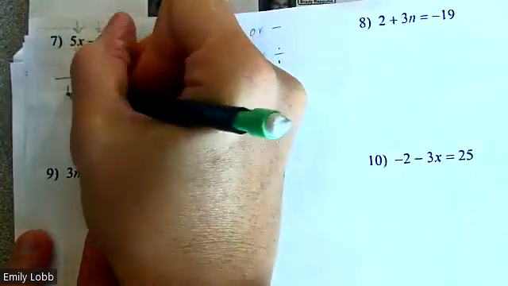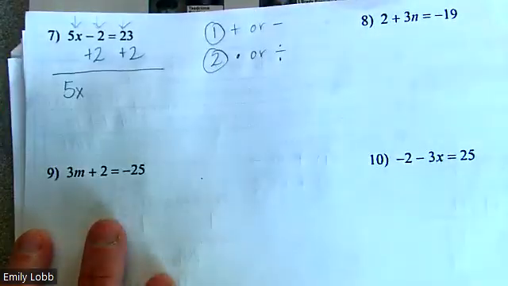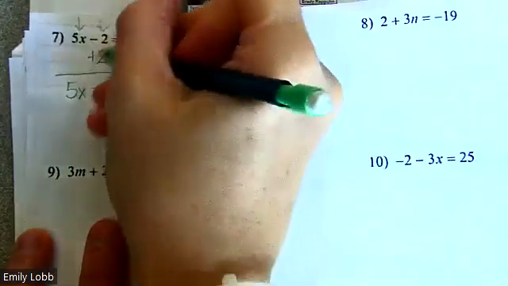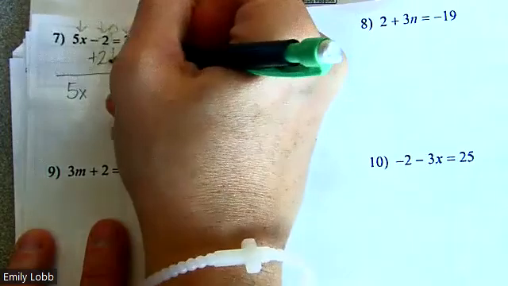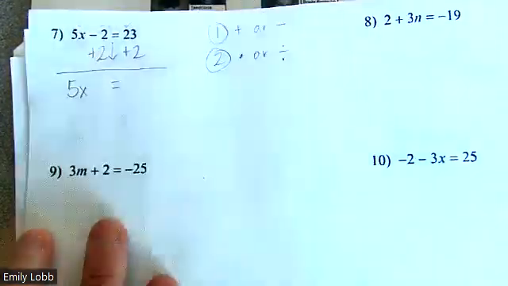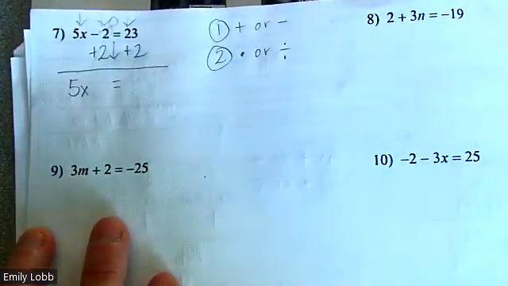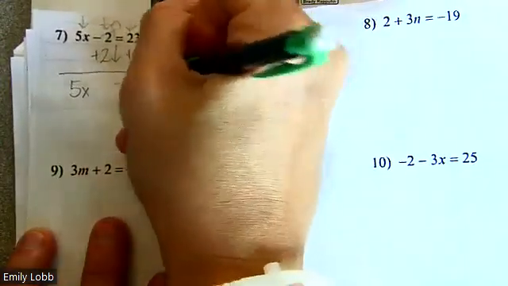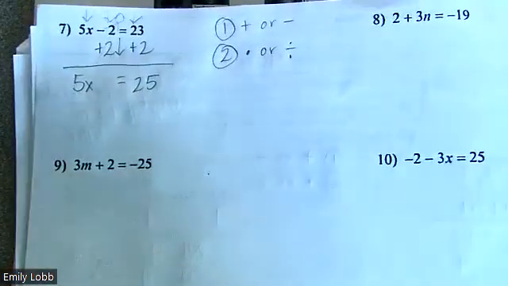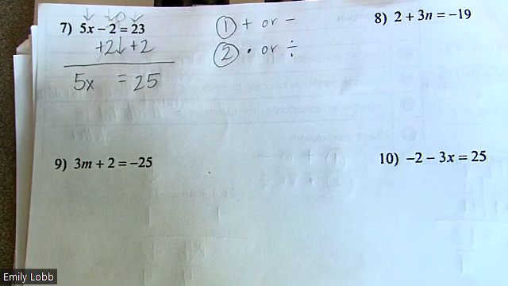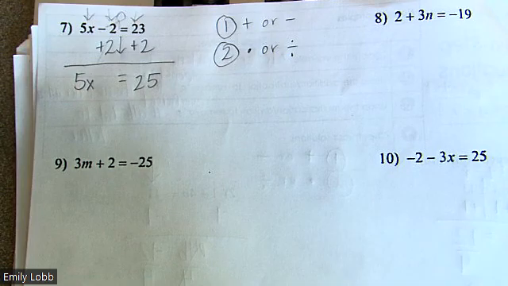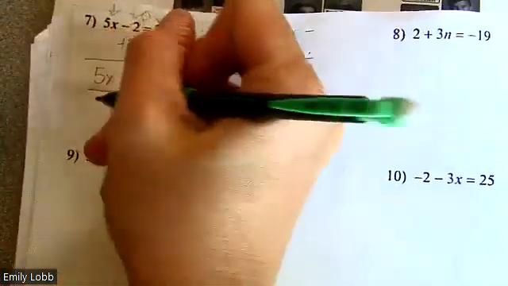So my 5x comes down. There's nothing to combine with it. -2 plus 2 becomes 0, so that goes away. I bring down my equal sign. What's 23 plus 2? 25. Now, how do I get rid of my coefficient? My coefficient is telling me that x is being multiplied by 5. So how do I get rid of multiplying by 5? I divide by 5.